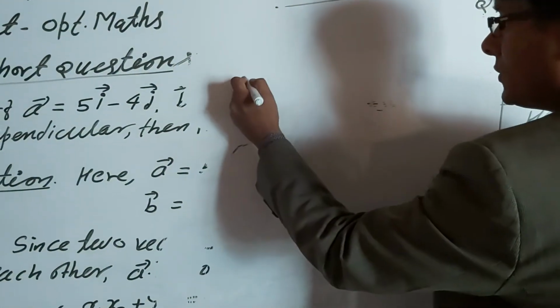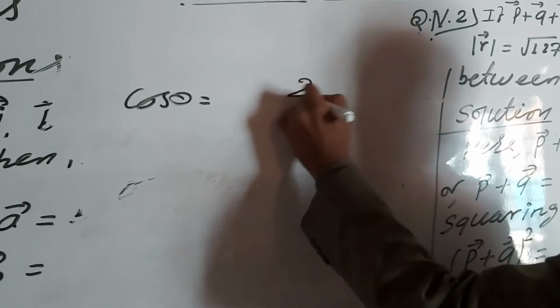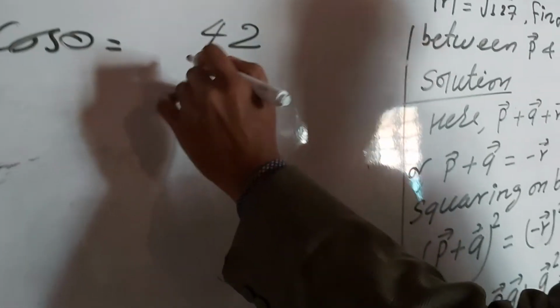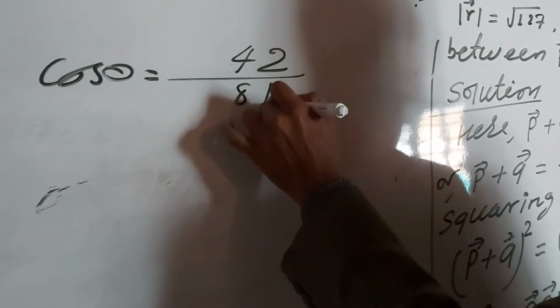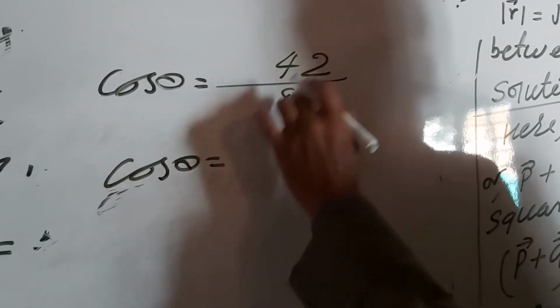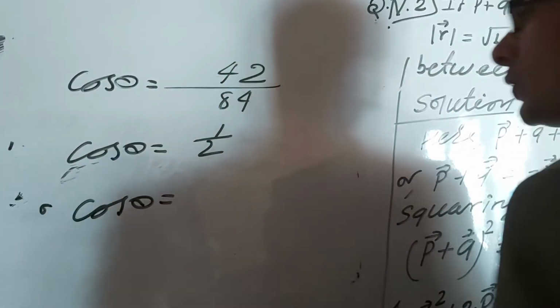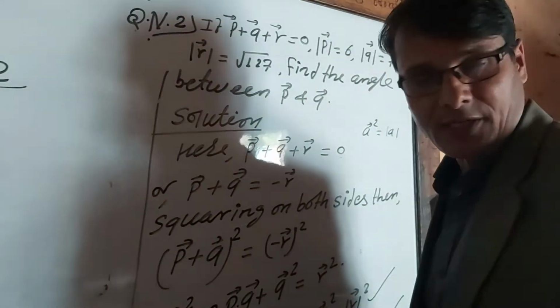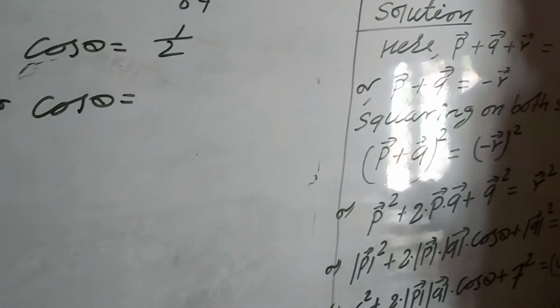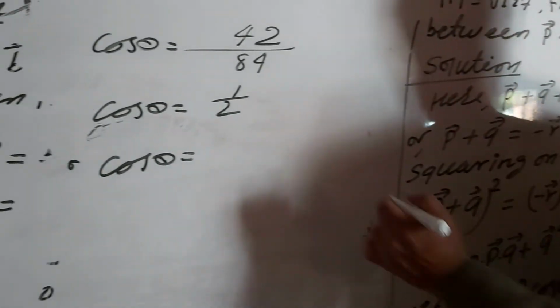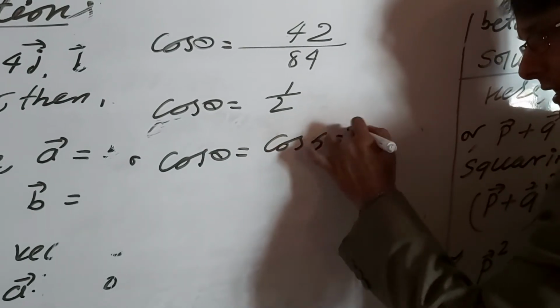Here cos theta is equal to 127 minus 85 by 42. Yes, 42 by this 84. Or cos theta is equal to 42 by 84, 1 by 2. Or cos theta is equal to 1 by 2, which is the value of cos 60 degree, isn't it? Cos 30 degree is root 3 by 2, cos 45 degree is 1 by root 2, cos 60 degree is 1 by 2. It is the value of cos 60 degree.